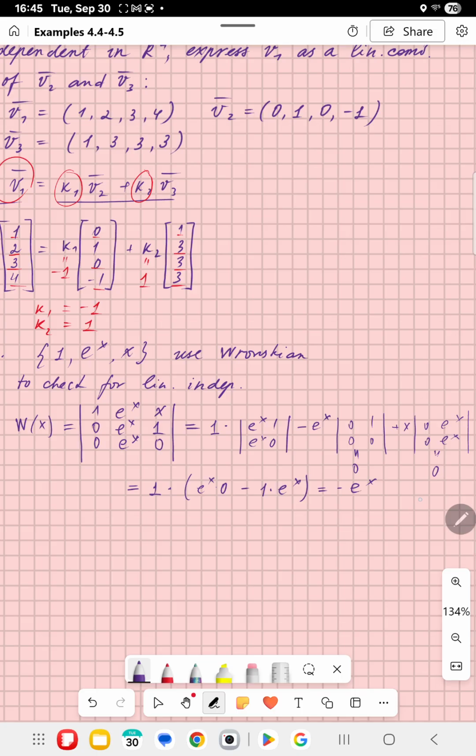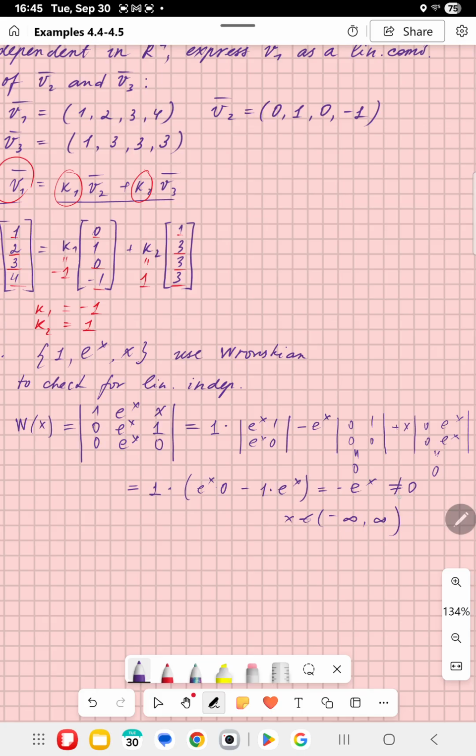Remember that the condition for Wronskian for functions to be linearly independent is that it's not equal to 0 somewhere for x belonging from negative infinity to positive infinity. It does not mean that it cannot be equal to 0 somewhere. It's supposed to just have points where it's not equal to 0 somewhere.